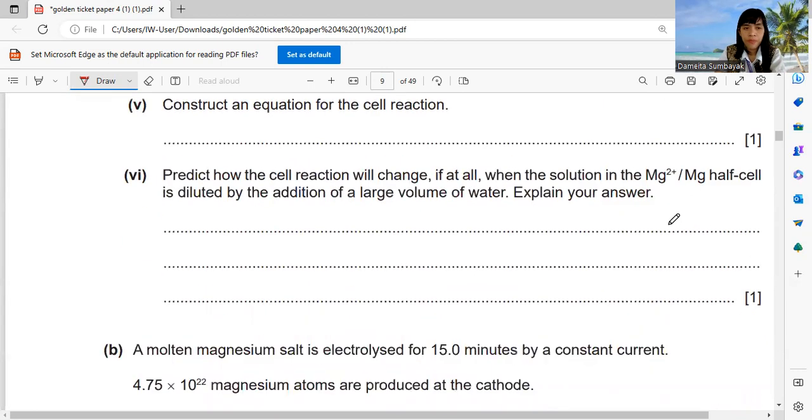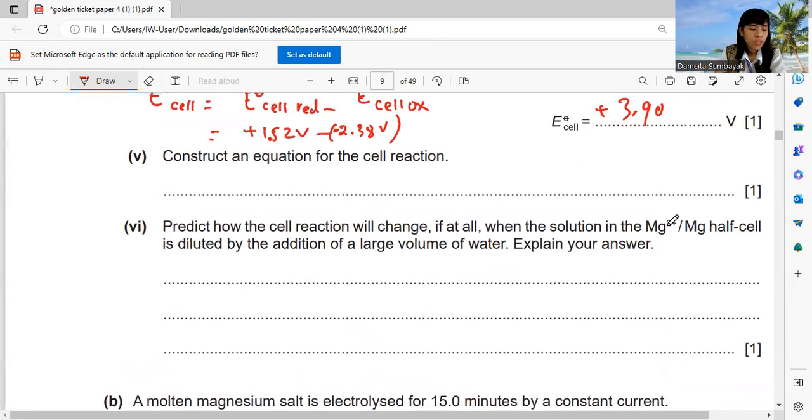All right. Construct an equation for the cell reaction. We can continue this one in the next meeting. Thank you so much.